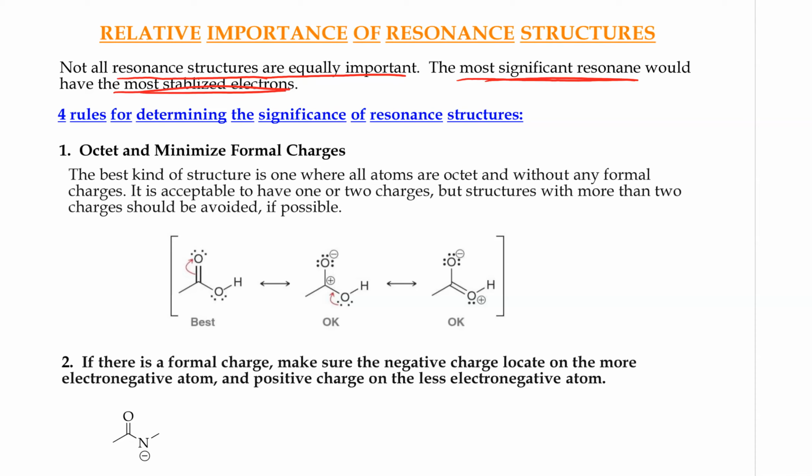And here are the 4 rules for determining which of the resonance structures that we drew would be the most significant or the most stable one. Rule number 1: octet and minimize formal charge. The best resonance structure is the one where all atoms have an octet of electrons and without any formal charge. Sometimes it is acceptable to have 1 or 2 formal charges, but structures with 3 or more formal charges should be avoided if possible. And again, the best one is the one without any formal charge at all.